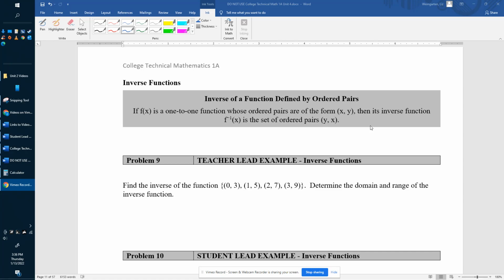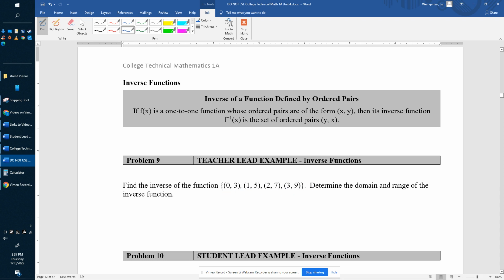Inverse functions. In order for a function to have an inverse, it must be one-to-one. If f of x is a one-to-one function whose ordered pairs are in the form x, y, then its inverse function, f to the negative 1 of x, is the set of ordered pairs y, x. So, if you think about it this way, we have these items right here.